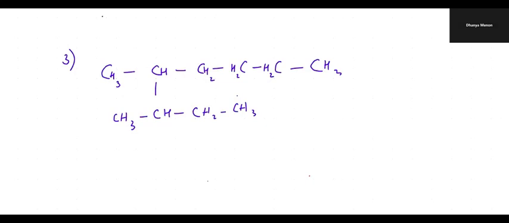Okay, students, this is the next question. Now if I'm numbering 1, 2, 3, 4, 5, 6. Okay, if I number it in any other way, 1, 2, 3, 4, 5. So I'm getting only 5. So here I'm getting the longest chain. Okay, now this is our substituent.